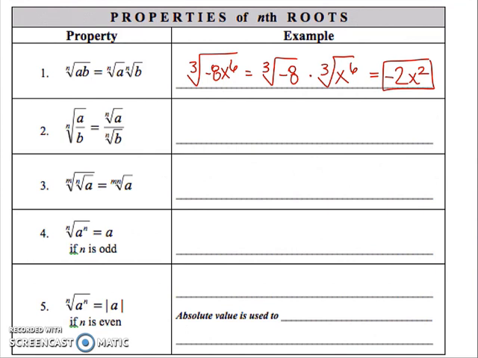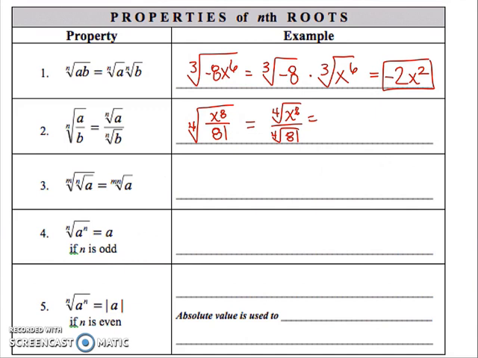Okay, our second property, our quotient property for radicals, says that if we have a quotient, we can split it apart into the radical of the numerator divided by the radical of the denominator. So here's an example. Let's say we have the 4th root of x to the 8th power over 81. Okay, so I'm going to split that apart into the 4th root of the numerator and the 4th root of the denominator.